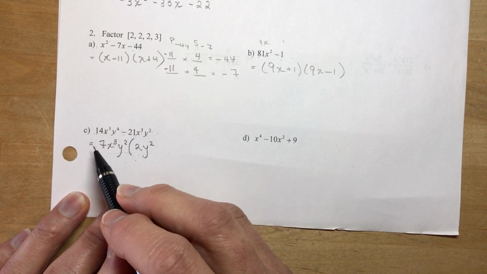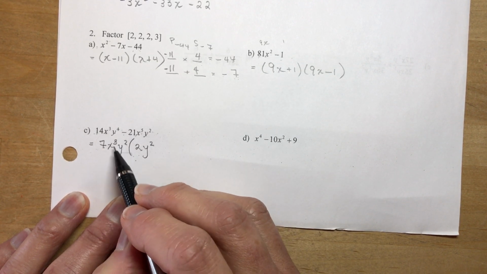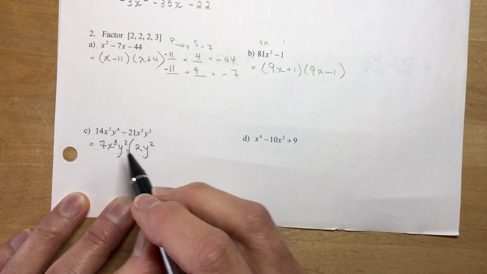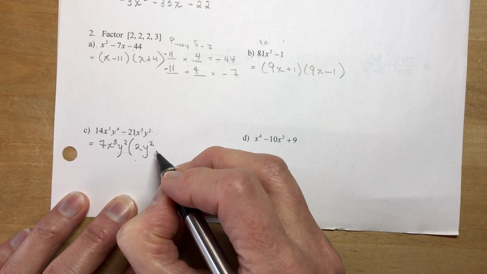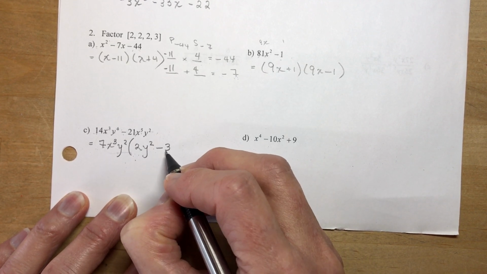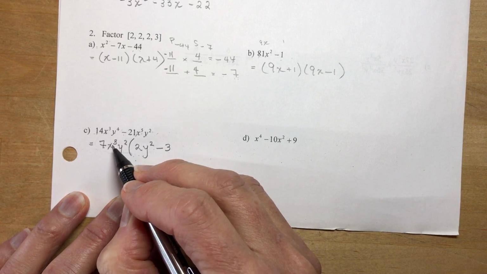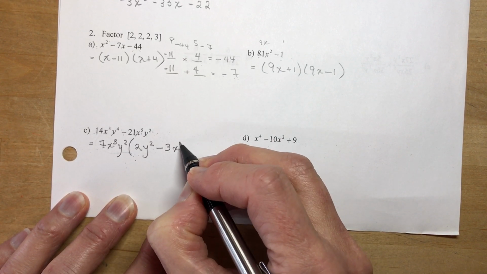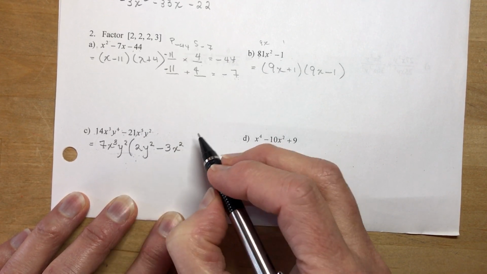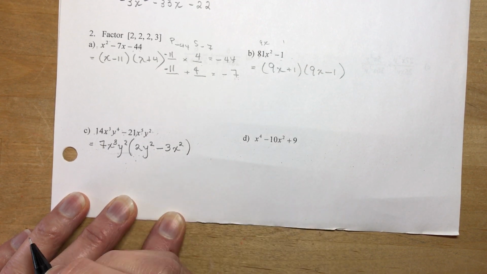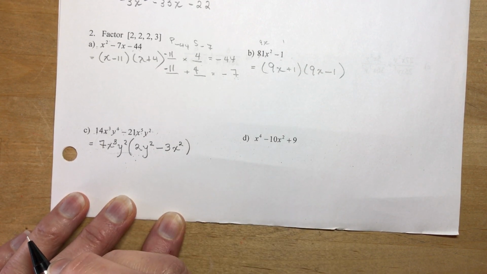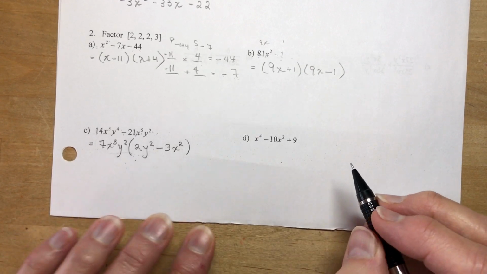And you can double check by expanding, right? 14x cubed, y to the 4th. Good. And now into minus 21, I would go minus 3 times. This had 5 x's, this is 3, so I still have 2 in the numerator, and the y's are gone. And there you go. You're done. It was a common factor question.